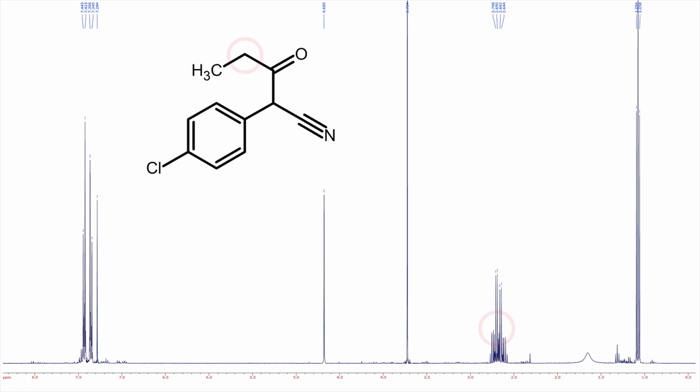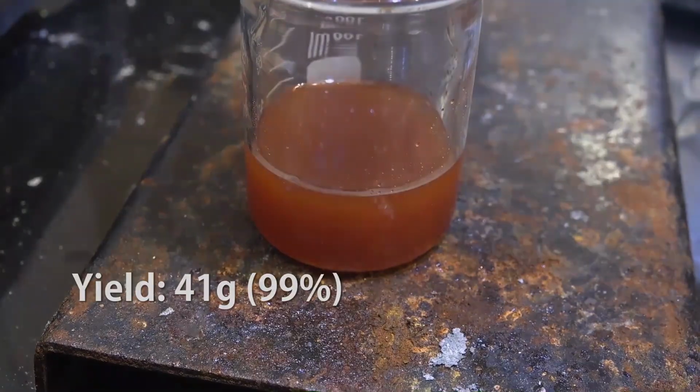Now for the interesting part, this complex multiplet is the protons right beside the ketone, and this triplet is the protons at the end. This complex multiplet is characteristic of our target compound, and this is very strong evidence we were successful in making it. Now this broad peak over here is water. For obvious reasons, we have a lot of water contamination. Overall, this spectrum pretty much confirms that we have our desired product. Our yield is 41 grams or 99%.